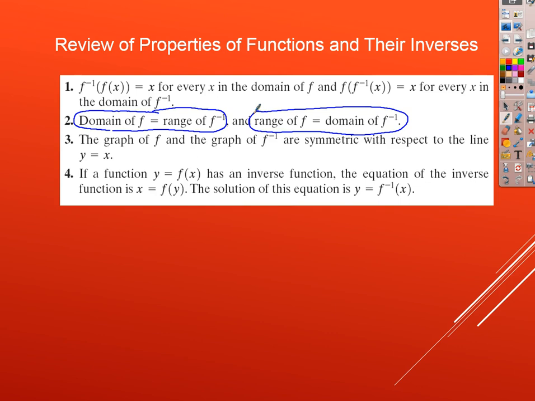Other things that I need to know is that the graph of my original function and the graph of my inverse function are symmetric with respect to the line y equals x. And finally, if my original function has an inverse function, the equation of the inverse function is x equals f of y, and the solution of the equation is y equals f inverse of x. This is not f to the negative first power. We say it's f inverse.